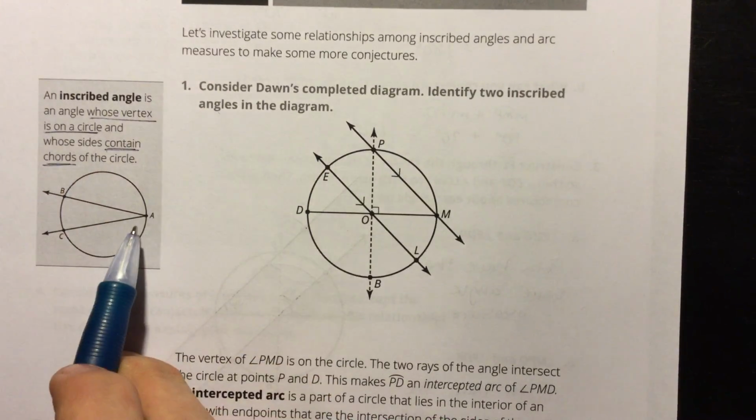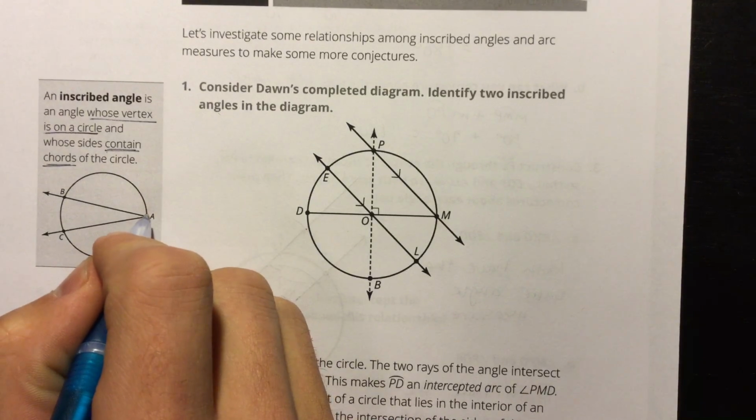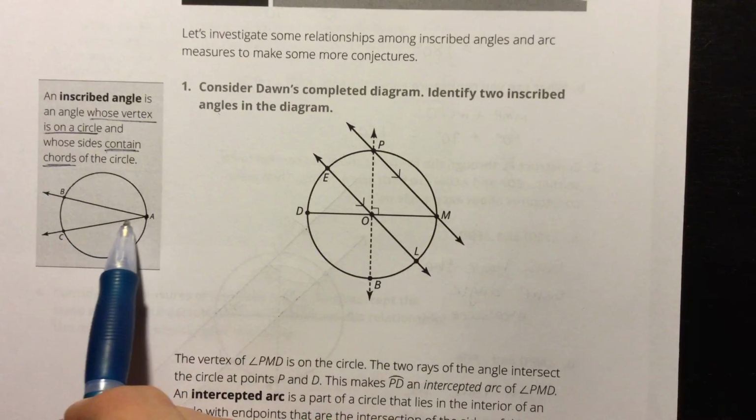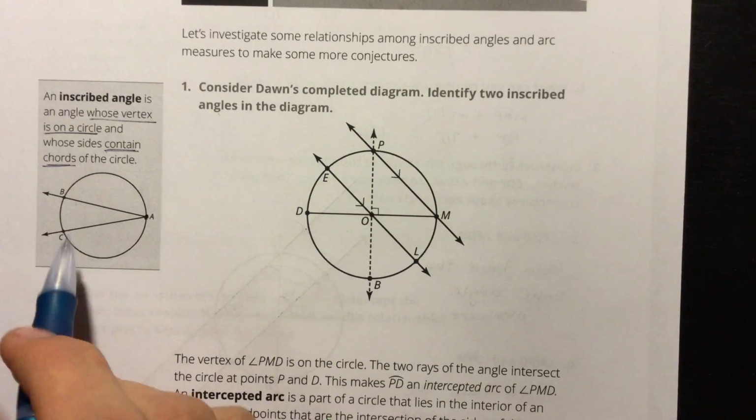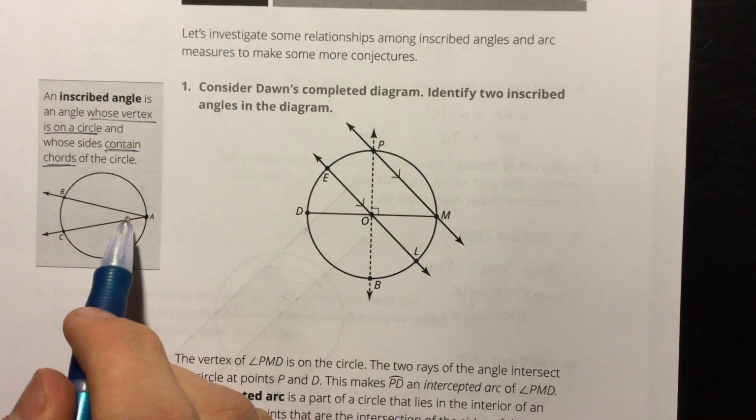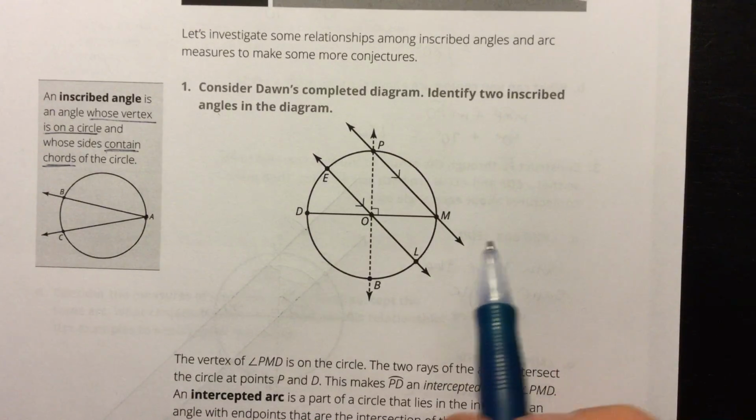So if you'll look, here's an example. The vertex, or the point of the angle, is on a circle. It's right here. And then both sides are chords, which are lines or line segments that have 2 endpoints on the circle. So here's 1 endpoint, 2 endpoints. That makes this side a chord, and then 1 endpoint, 2 endpoints on the circle. That also makes this a chord. So I'm looking for 2 angles like that on this diagram.